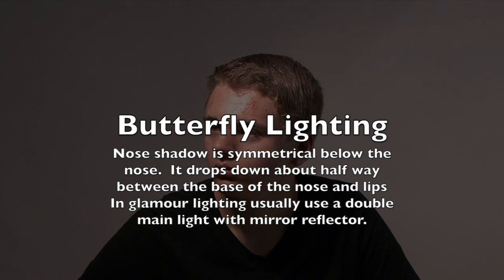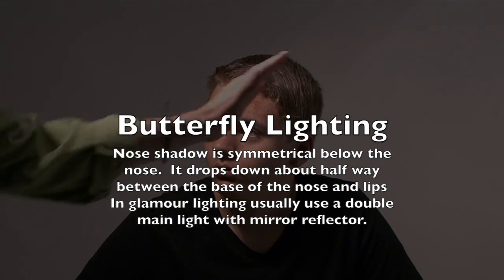Now what this does is it typically creates these nice shadows on the cheeks. It creates kind of a V lighting style, and this is probably the most popular glamour lighting technique still in use today. What I want to talk about right now is two other factors that we need to pay attention to.